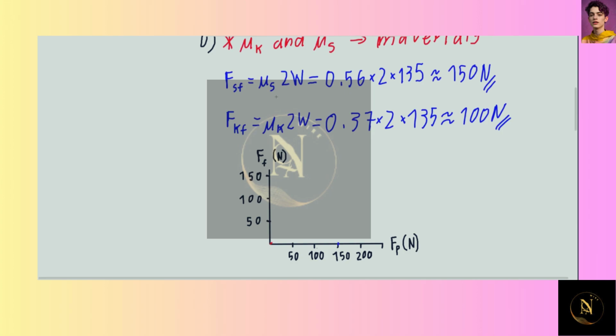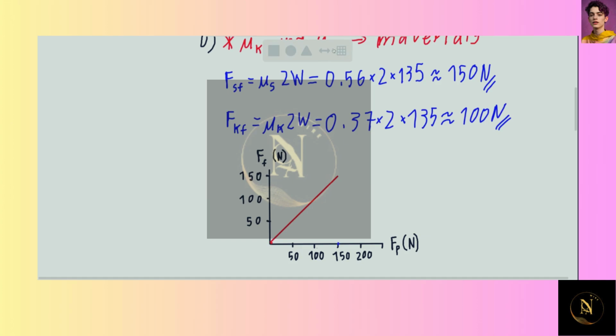Here we have our graph, and we have the point where static friction will be its maximum. So that is 150. That means when we exert 150 newtons, force of friction is going to respond with those 150 newtons. So let's draw that line. We go from 0 up to 150 newtons.